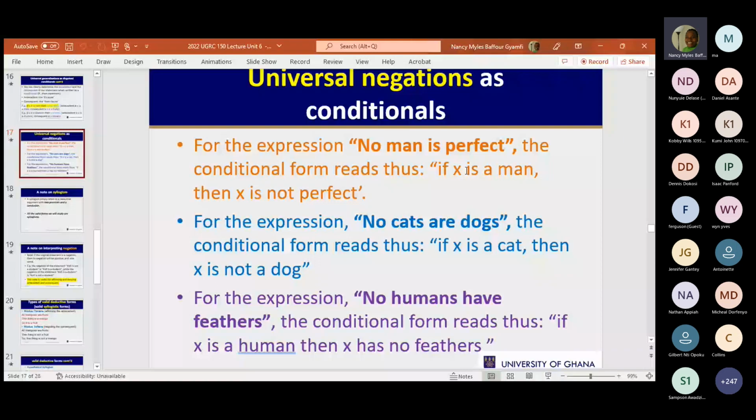But what about if I said no metal expands when heated, or no man is perfect, or no cats are dogs? This one is a universal negation. How do you open it out? Easy. You have your raw material, the antecedent and consequence. We said do it like you would have done all metals expand when heated. However, because this one has a not, put the negation in the consequent. So if I say no cats are dogs, I'm just saying if X is a cat, then X is not a dog. The negation comes to the consequent. Now you have your antecedent and consequent ready to work.